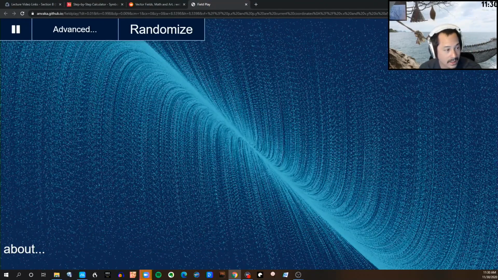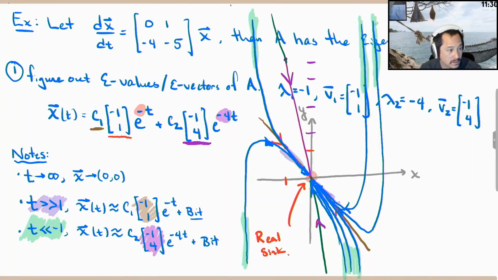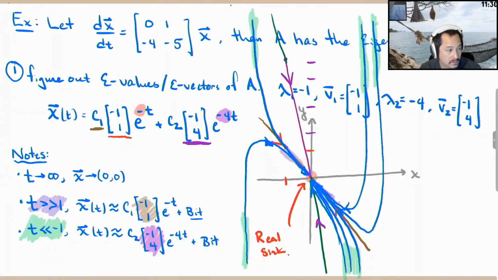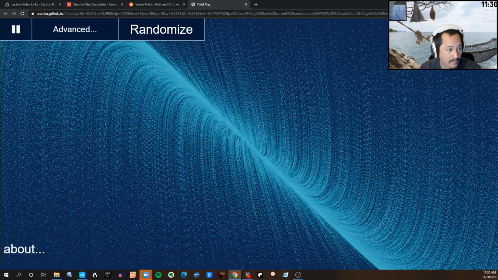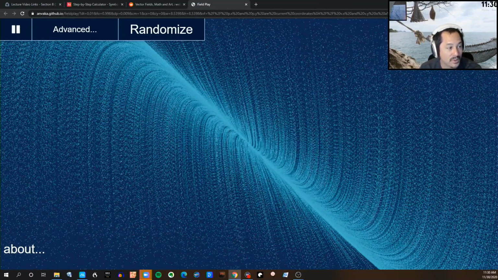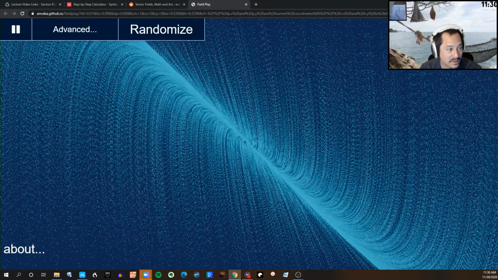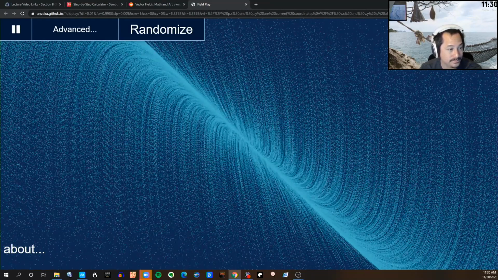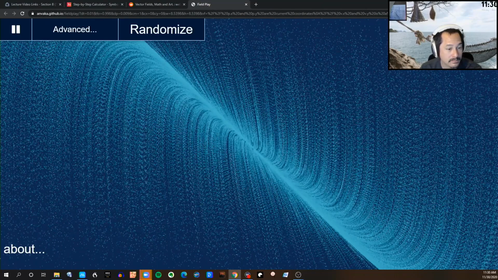Okay, ready? Camera 2. Camera 4. Two phase lines, both sinks because the eigenvalues are negative, everything going to the origin. Okay, questions?